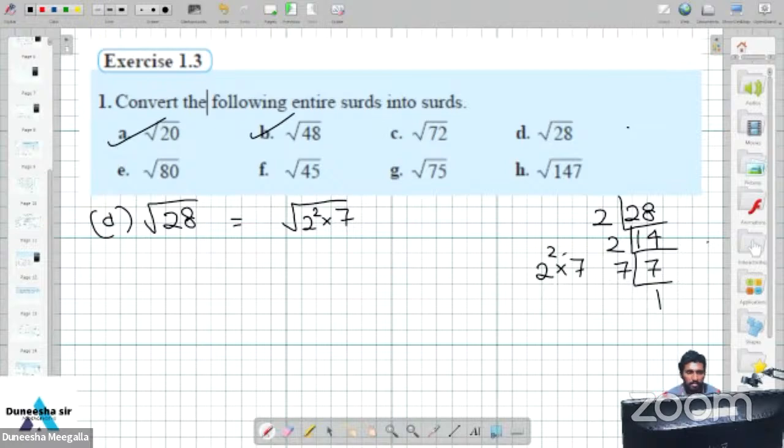What is the third is? 2 root 7. Yes, 2 root 7. එළියට ගත්තම 2 to the power 1 වෙනවා. 2 into root 7. Next, try the root 80.